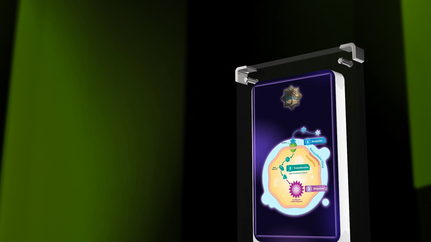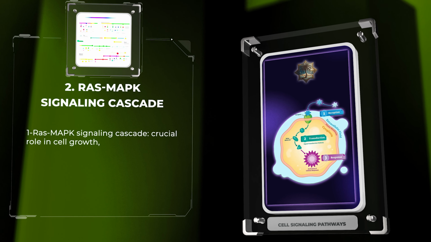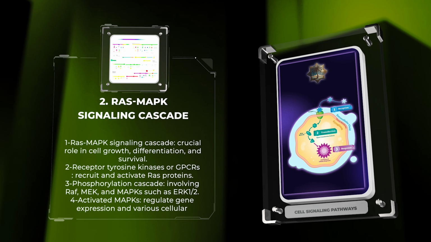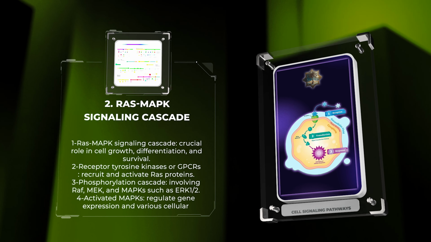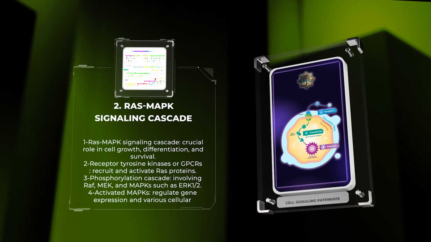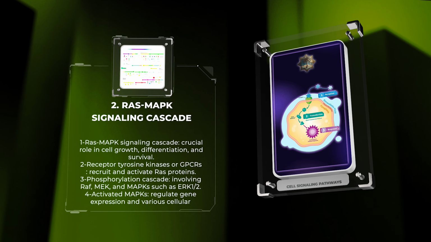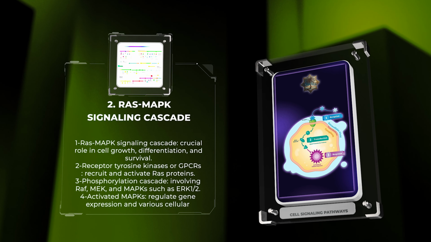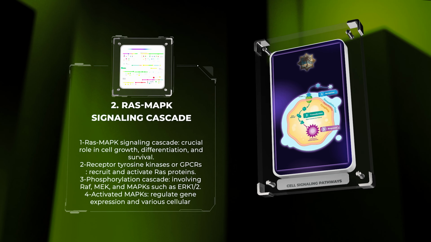The RAS-MAPK signaling cascade plays a crucial role in cell growth, differentiation, and survival. When activated, receptor tyrosine kinases or GPCRs recruit and activate RAS proteins, initiating a phosphorylation cascade involving RAF, MEK, and MAPKs such as ERK1/2. These activated MAPKs then regulate gene expression in various cellular processes. Dysregulation of this pathway is linked to diseases like cancer and developmental disorders.